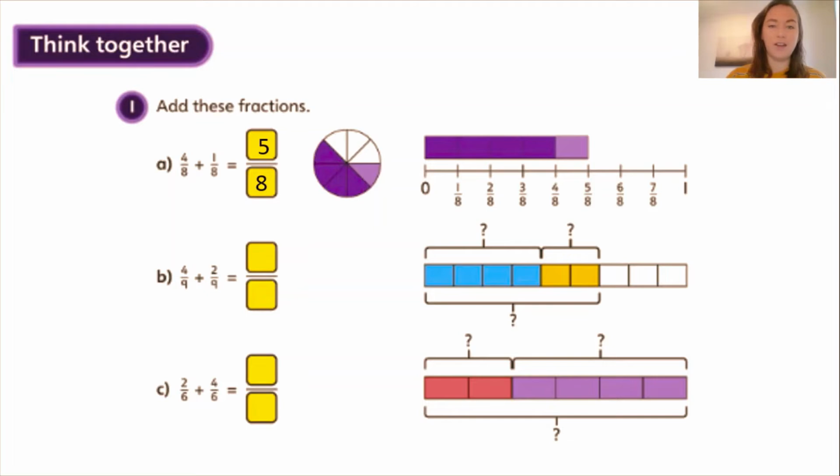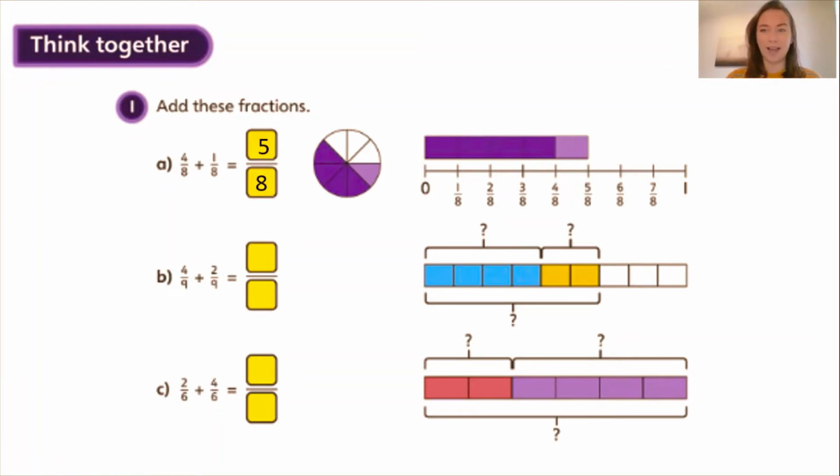Pause the video now and have a go at question B and C and then come back in a minute. If it's a little tricky to see, I'll read them out for you. 4 ninths add 2 ninths is the first one. Second one, 2 sixths add 4 sixths.